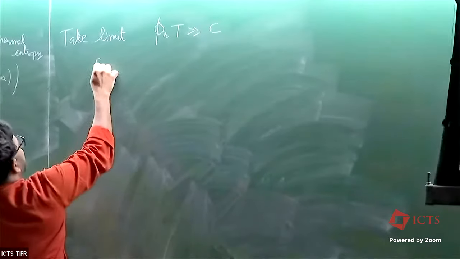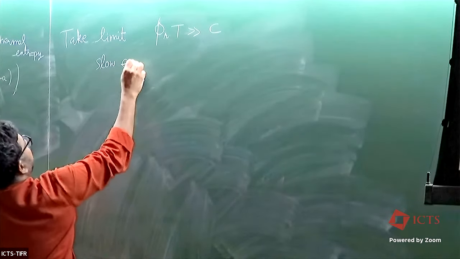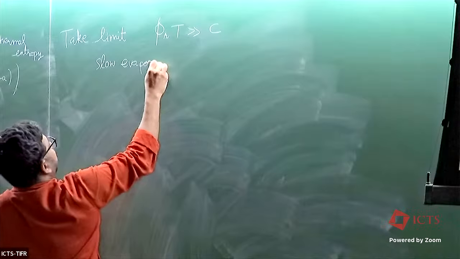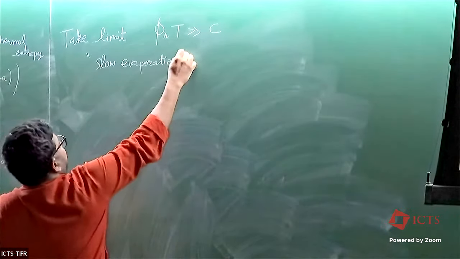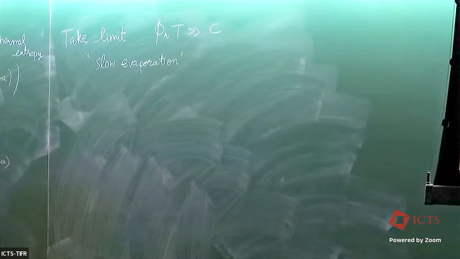This is a slow evaporation limit, because phi r T was the entropy of the black hole above extremality. And C is like how many fields the black hole can evaporate into. So this is like saying you have initially a black hole which is very big, and every unit of time it will emit C units of entropy. So if C is much smaller than the initial entropy, this will have a slowly decaying profile.